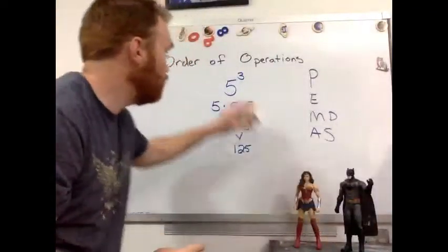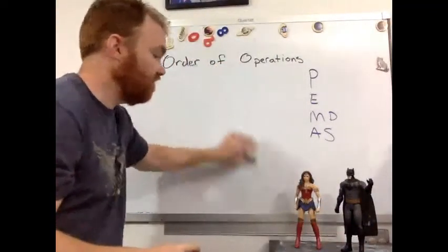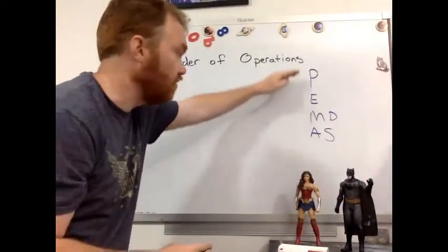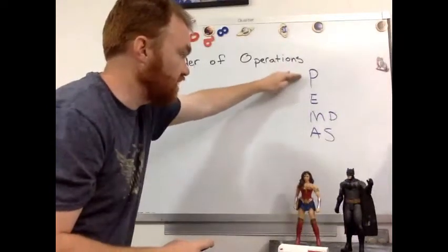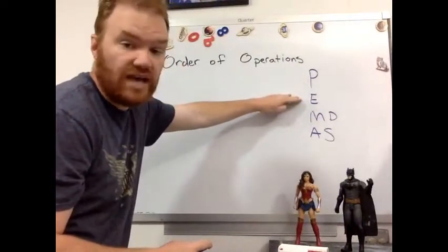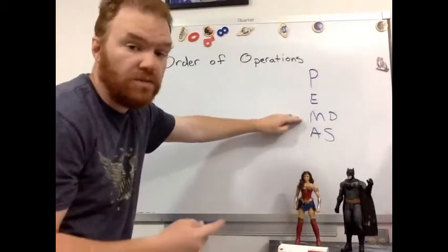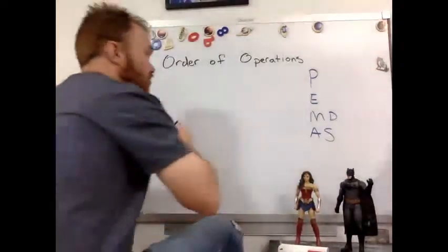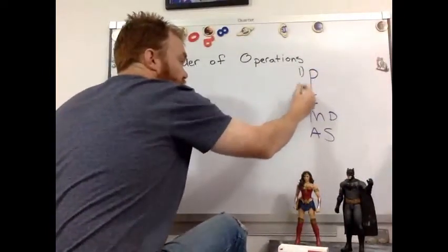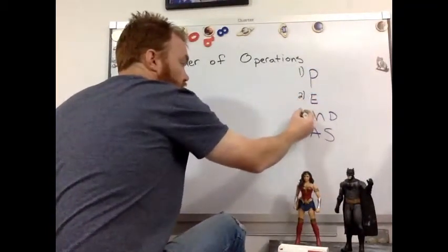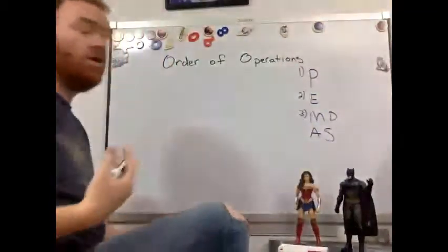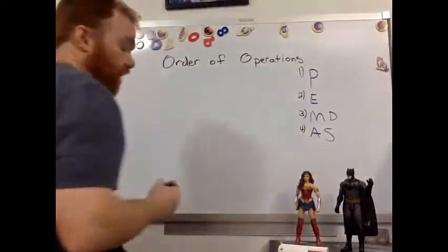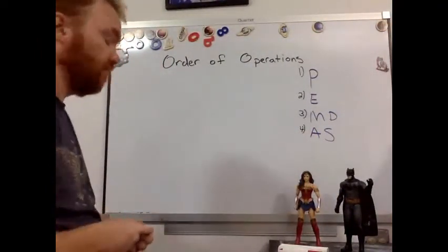Okay, so now we know parentheses, exponents. The other two, multiply and divide. There's a reason that we don't have M and then D in our order. Step 1 is parentheses. Step 2 is all exponents. Step 3 is multiply or divide. That means we're going to do whichever comes first.